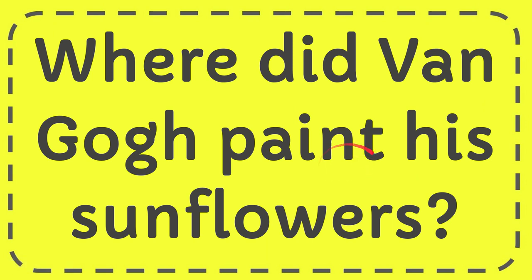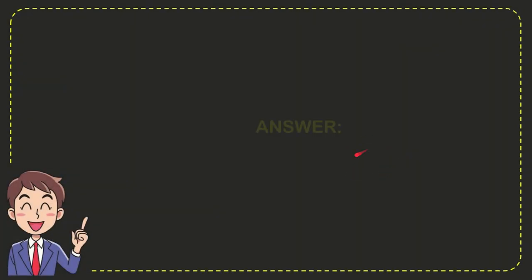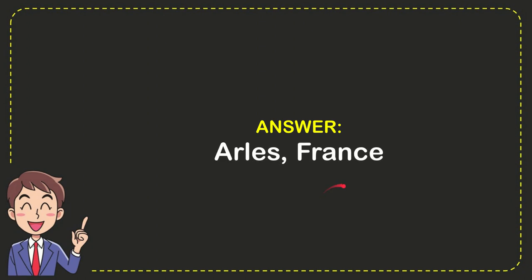In this video, I'm going to give you an answer for a question, and the question is, where did Van Gogh paint his sunflowers? Well, now I'll give you the answer for the question, and the correct answer for the question is Arles, France. So that is your answer for the question, Arles, France. That's the answer.